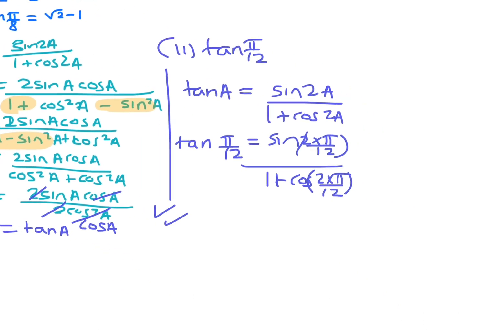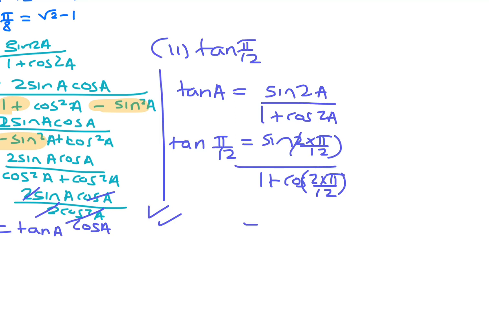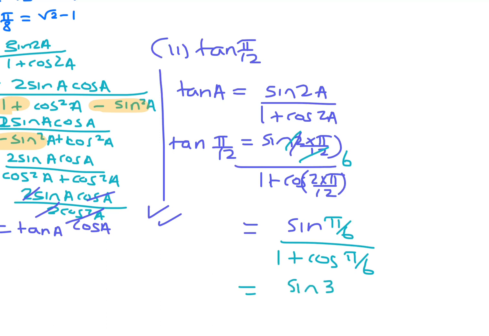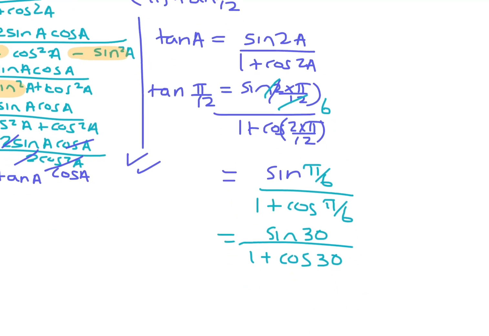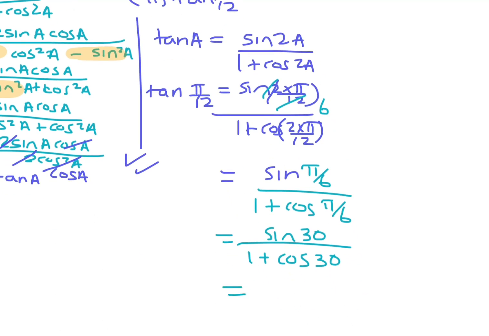So if you just simplify that a little bit more, that's going to be sin of 2 pi on 12. Okay, so 2 goes into 12 six times, so it's sin pi on 6 over 1 plus cos. 2 pi on 12 will give you pi on 6. Sin pi on 6 is sin 30, over 1 plus cos 30. Okay, so let's find the exact value of sin 30.